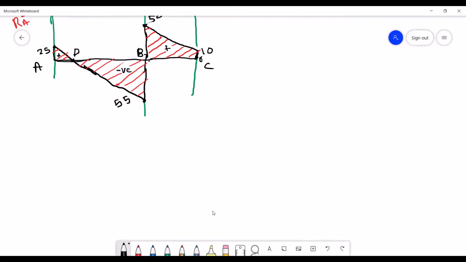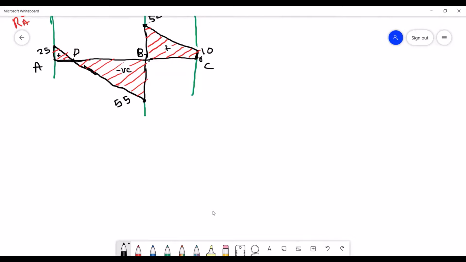And here what is happening? The shear force is crossing from positive to negative. Otherwise, we can say the shear force touches the baseline. Whenever the shear force touches the baseline, the shear force at that particular point will be 0. And we have to find out the distance of D from the support A.